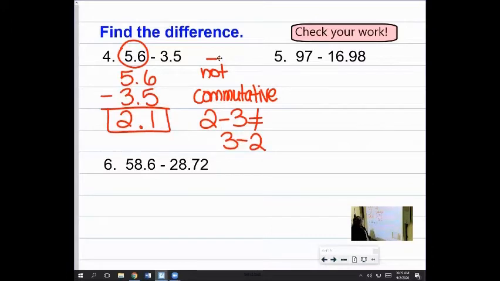Let's check if we did it right. Ignore, ignore. 5 minus 3 is 2. 2, and I got 2 and 1/10. That answer is reasonable. So we did a good job.